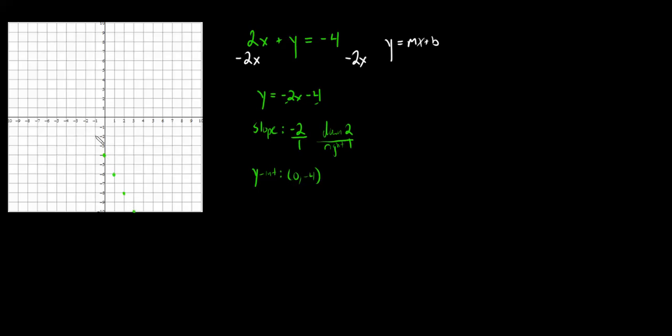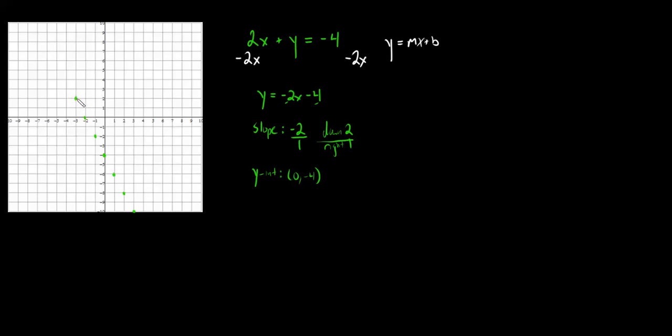I can go up to left 1, up to left 1, and I can just keep doing this until I run out of room, and that pattern would continue forever. But I feel that's enough points, right? We got 3 on each side of the y-intercept. That's plenty of points for us to get a good sketch of this particular line.